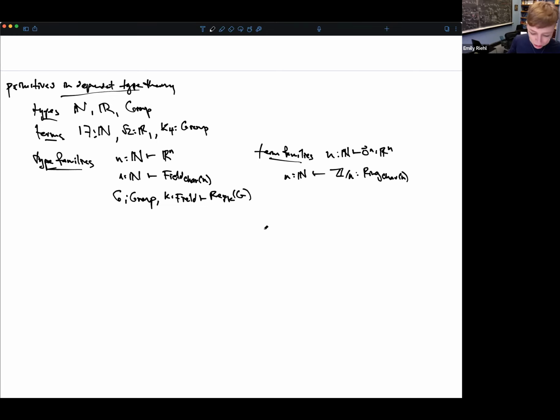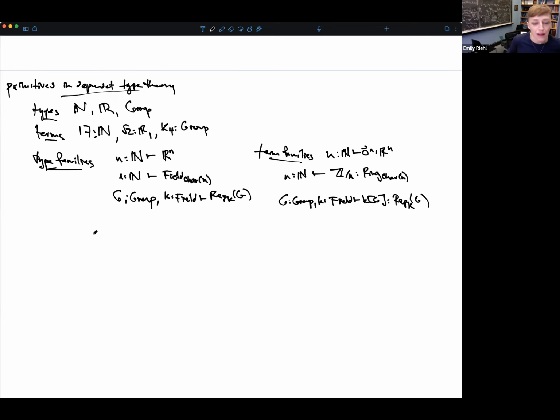So that works well. Or in this final family, for an arbitrary group G and an arbitrary field K, I can construct its regular representation. That's an example of a representation of G over K. So these are the notions of term families. They can be thought of as functions that take in a sequence of variables and produce a term in the type that depends on these variables.